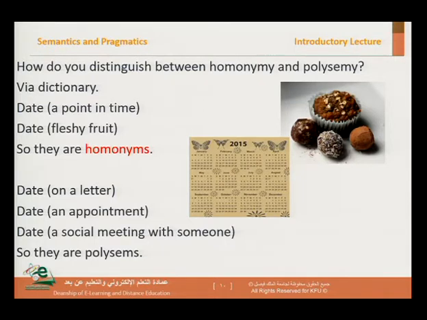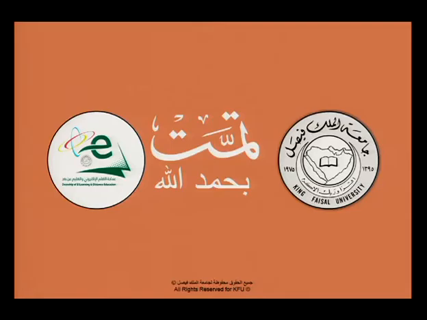You see, when we said it's time and food, that's basically homonymy. They're different. When they had extended meanings, a date on a letter, a date as an appointment, and a date as a time to meet someone, they all refer to time, not food. That we call polysemy.